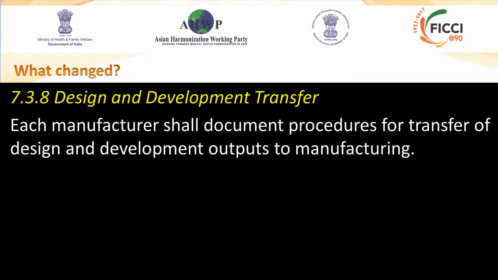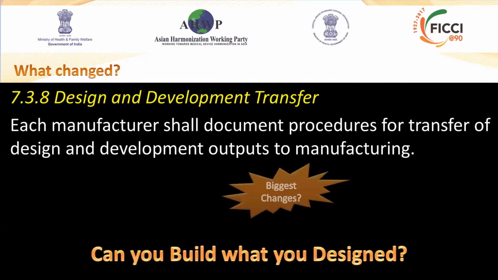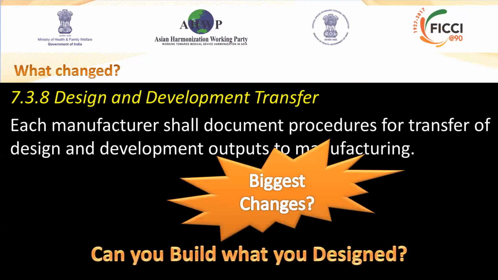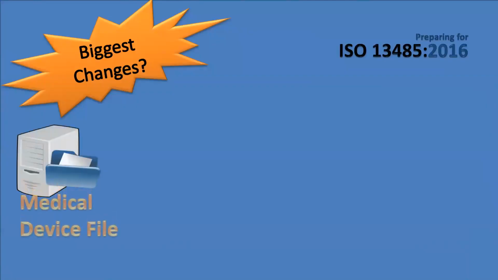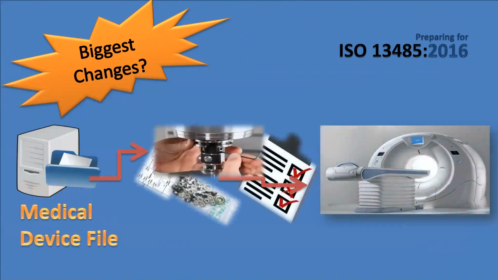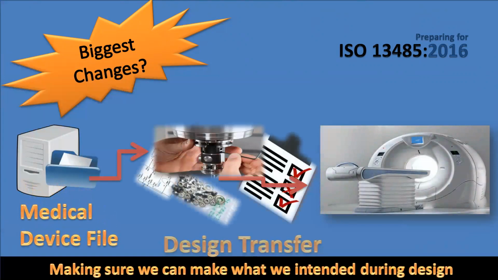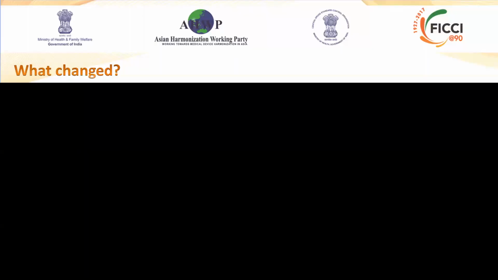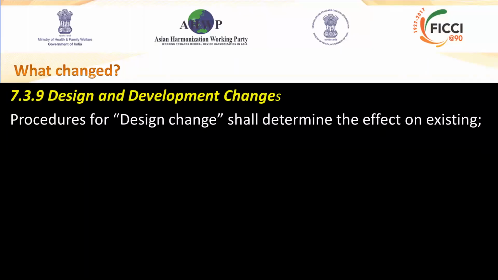Design transfer is something the US FDA has had for quite a while, and now it's been added as a new section in the 1345 2016 standard. It's 7.3.8, design and development transfer. So can you build what you design is really the central focus of it. From the medical device file, you'll have all your design output, and you want to make sure that it transfers into something that actually works.